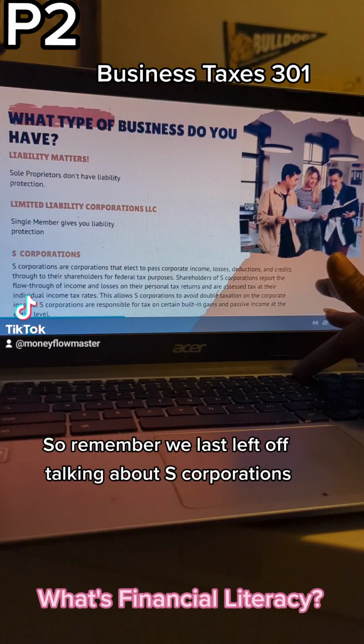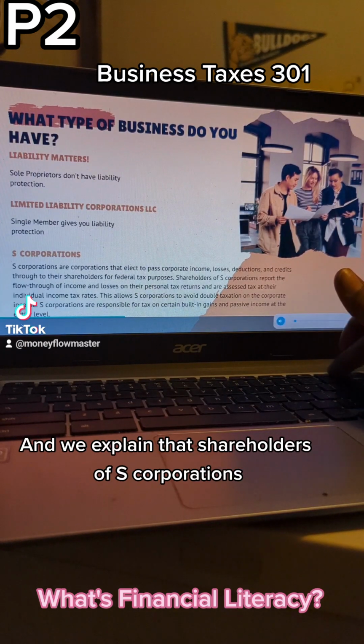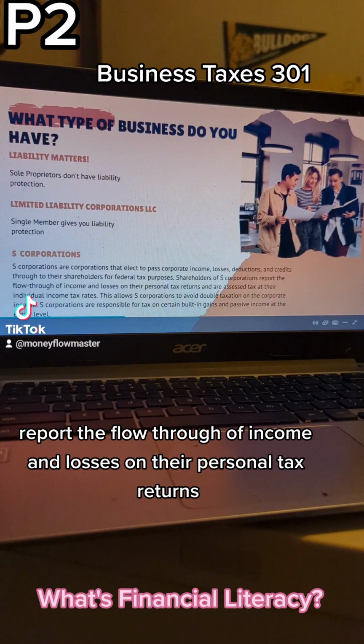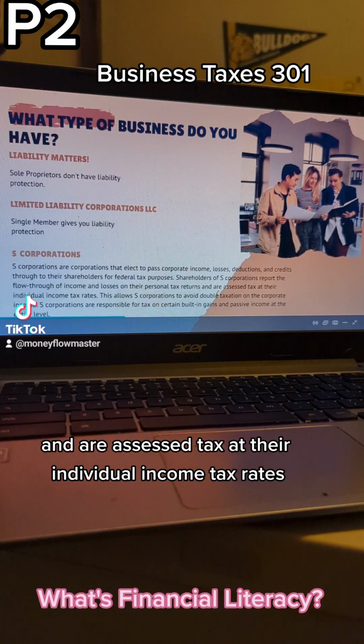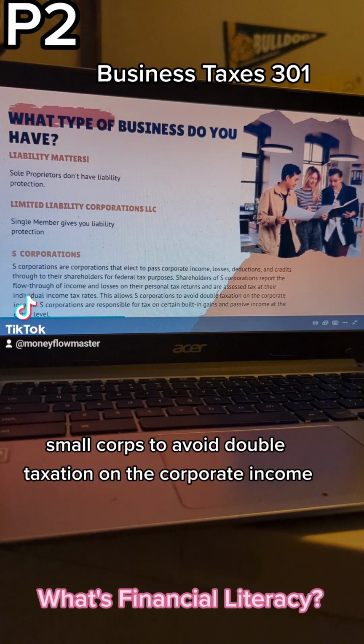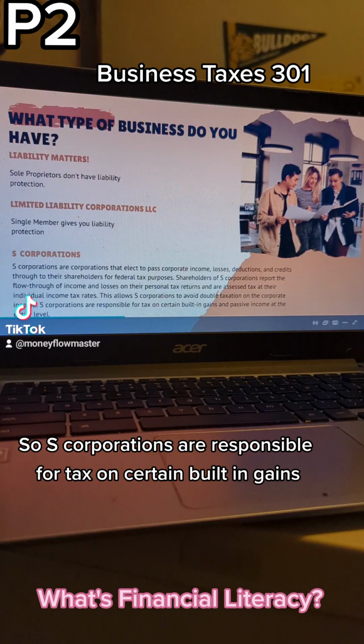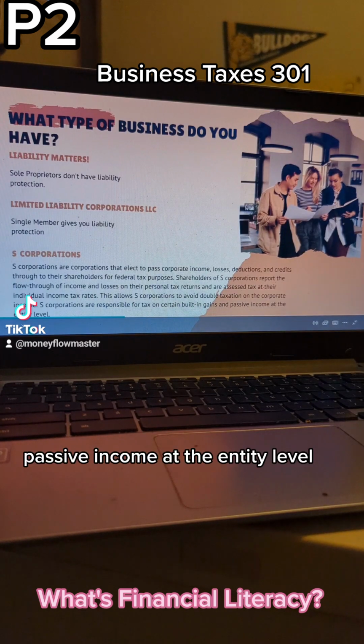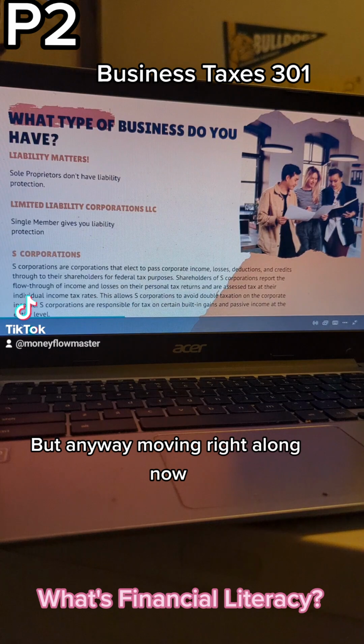So remember, we last left off talking about S corporations, and we explained that shareholders of S corporations report the flow through of income and losses on their personal tax returns and are assessed tax at their individual income tax rates, because this allows S corporations, small corps, to avoid double taxation on the corporate income. So S corporations are responsible for tax on certain built-in gains and passive income at the entity level. But anyway, moving right along.